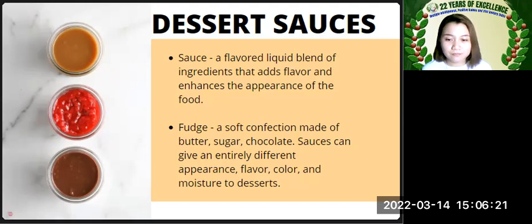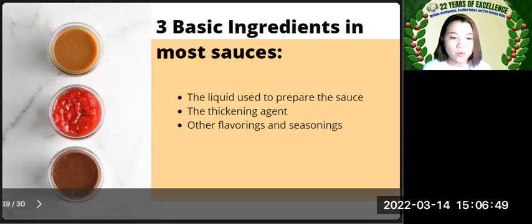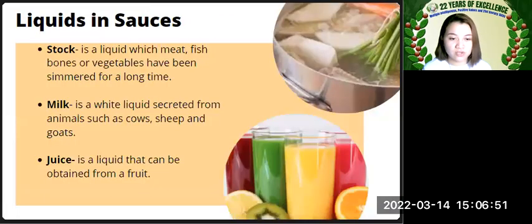Now, the three basic ingredients in most sauces are, of course, first, the liquid used to prepare the sauce. Second, the thickening agent. Later we will discover what the thickening agents are, the ones that thicken the sauce. And the last one is the other flavorings and seasonings that you add to the liquid, to achieve the taste that you want for the sauce.